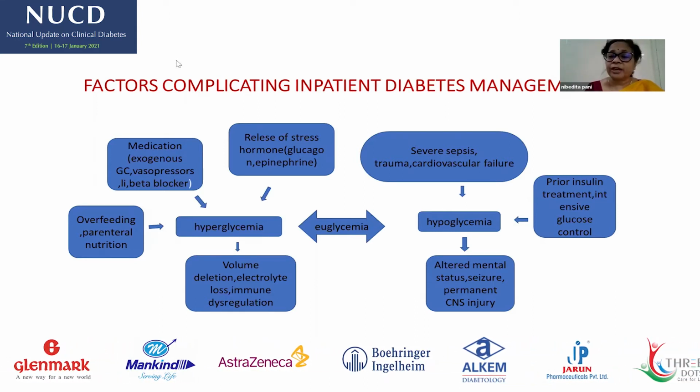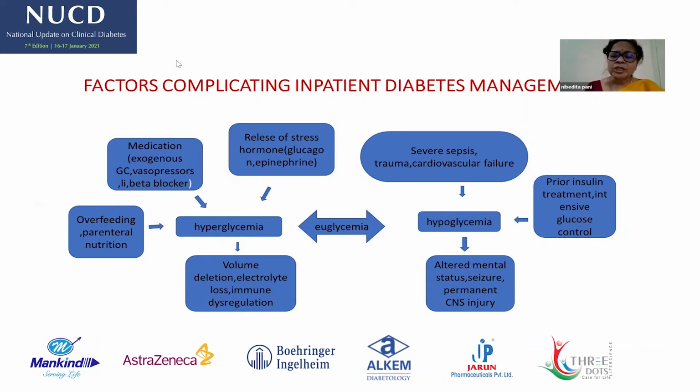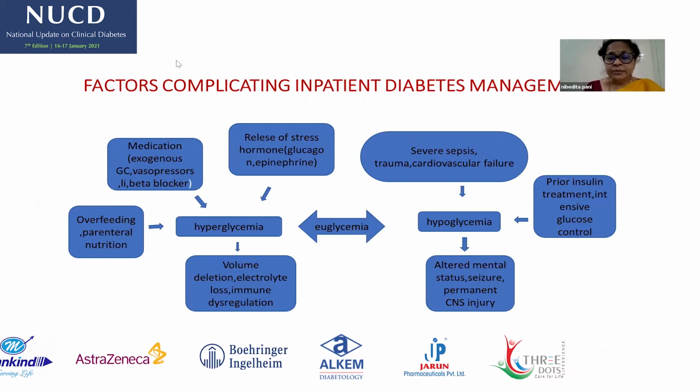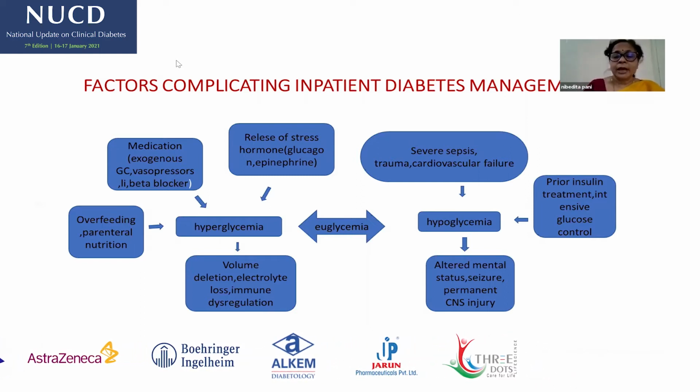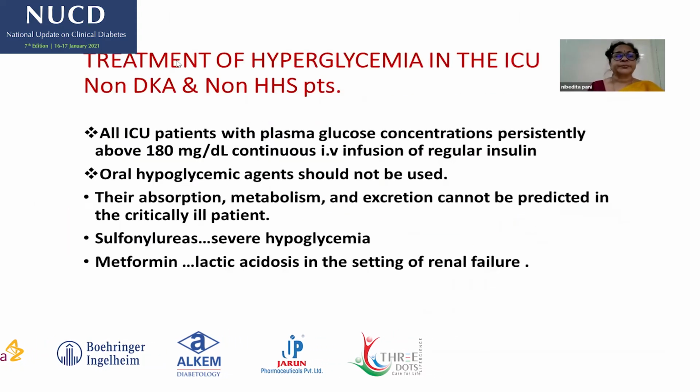trauma, cardiovascular failure, higher insulin treatment, intensive glucose control. All these things lead to hypoglycemia. So what happens? There will be altered mental status, seizure, permanent CNS injury.